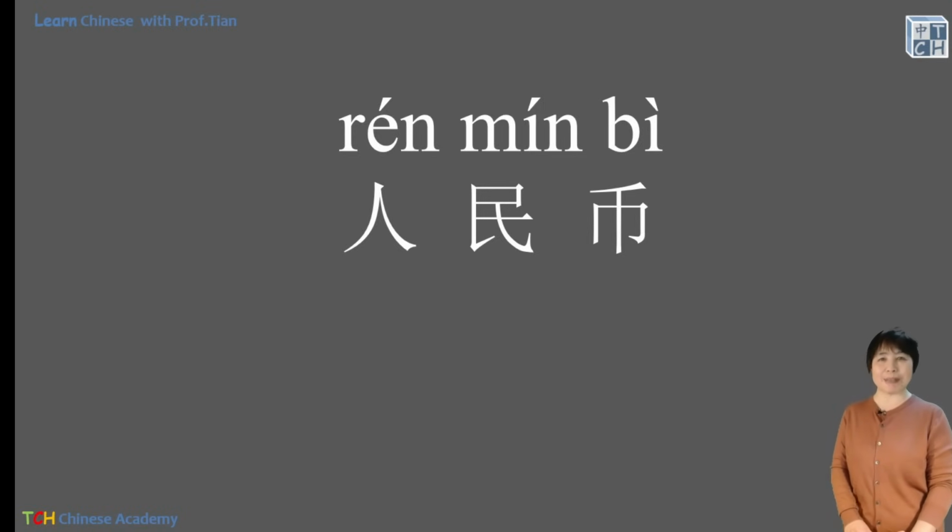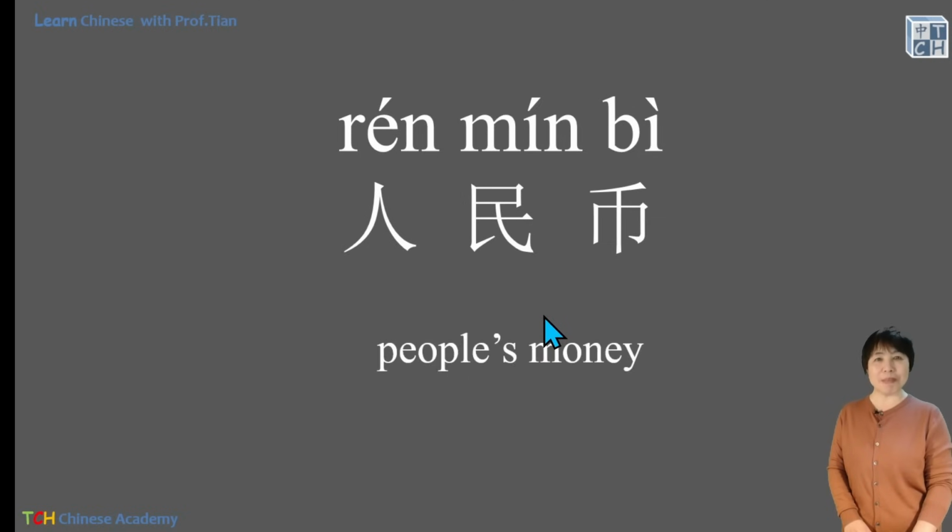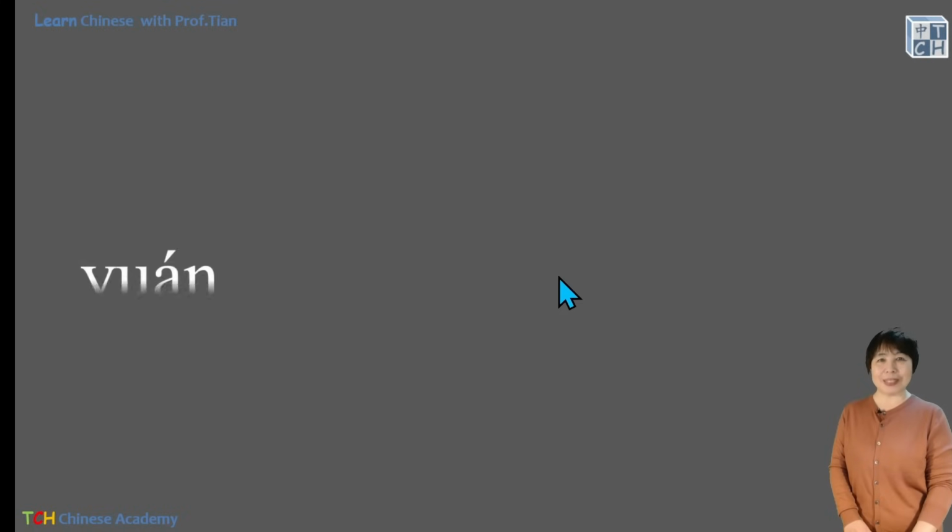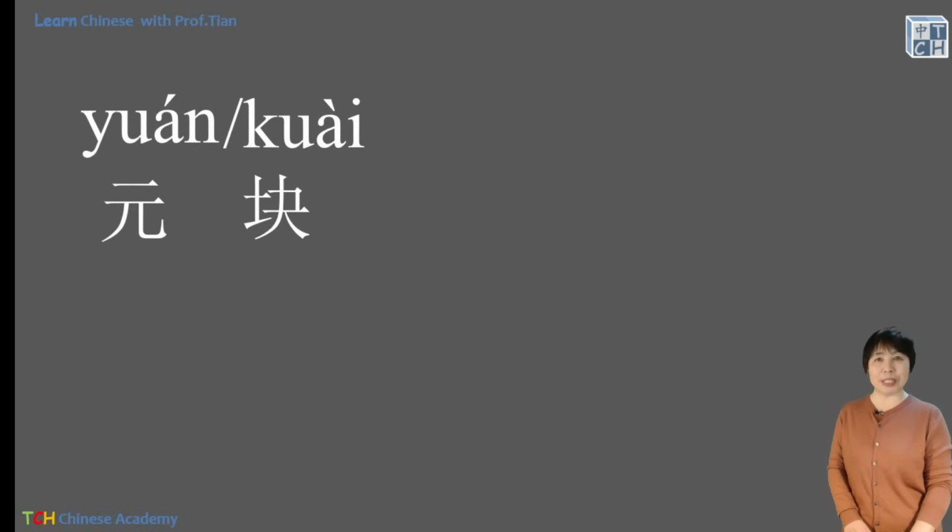Let me break them down. So 人民 means people, and 币 is a very technical term for money. So 人民币 is people's money and our money. Yes. So this is the symbol for 人民币. Okay, so let's see the unit of 人民币.